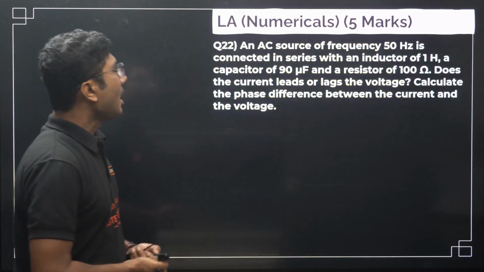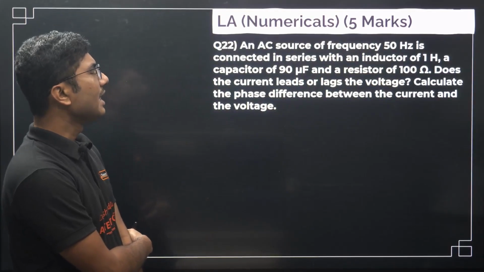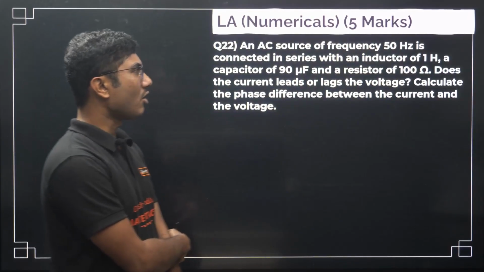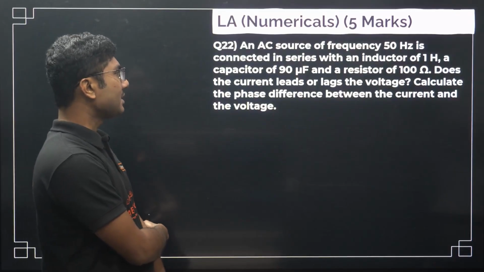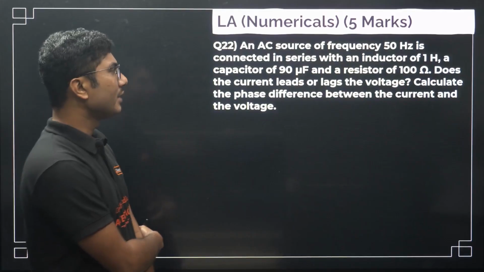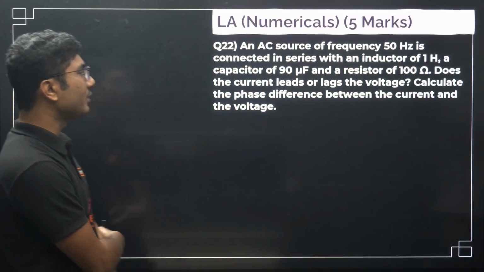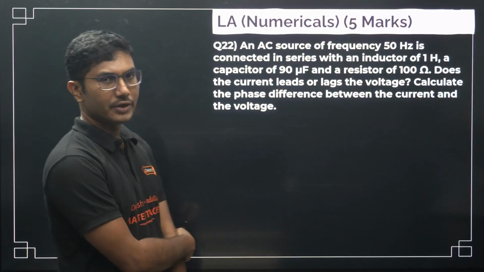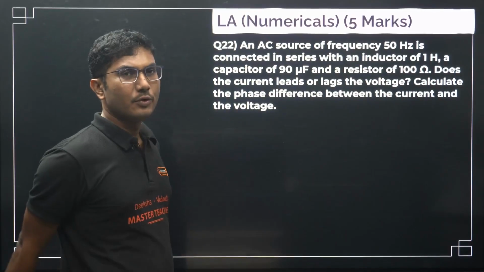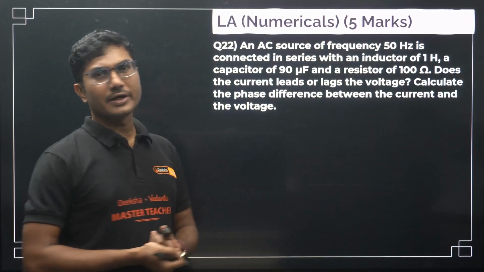Next, an AC source of frequency 50 Hz is connected in series with an inductor of 1 Henry, a capacitor of 90 microfarad and a resistance of 100 ohm. Does the current lead or lag the voltage? Calculate the phase difference between current and the voltage. So first of all, we have to see whether XL is bigger or XC is bigger.